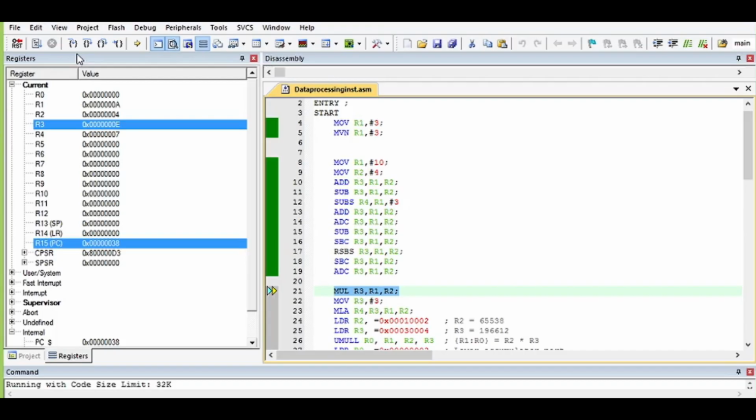Okay, now if you notice here, in the previous instruction, we have stored R1 as 10 and R2 as 4. So the result 40 is supposed to be stored in R3. But because we'll be storing the result in hexadecimal format, the decimal 40 is converted to 28 in hexadecimal, and that is what you can see in the register window.